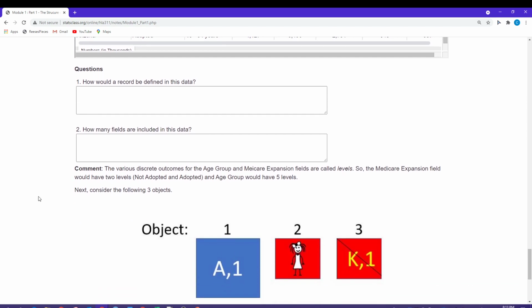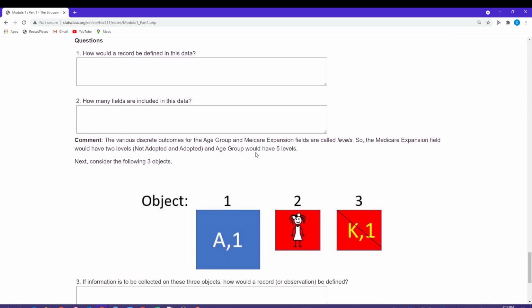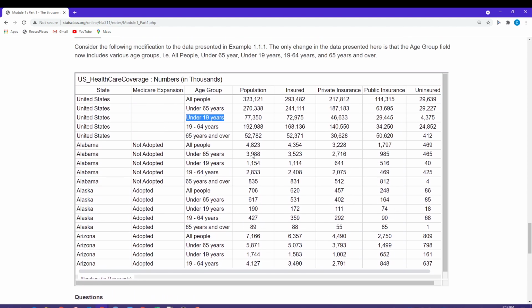A quick comment about the data here. These different outcomes for the age group, we actually call those levels. Okay, so I have what, 1, 2, 3, 4, 5 different levels for age group. And those get repeated for each of the states here. So levels are just the unique or distinct outcomes for a particular variable of this type. Medicare expansion is either going to be not adopted or adopted, so that only has 2 levels.